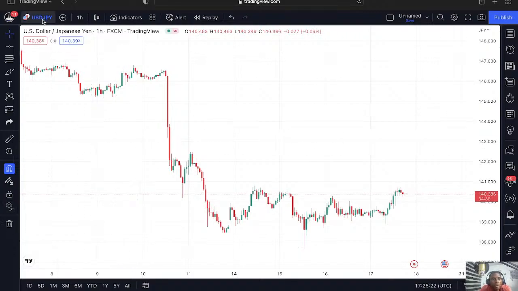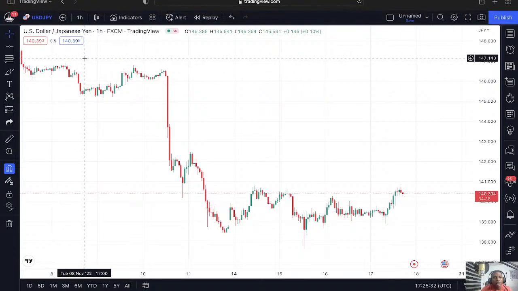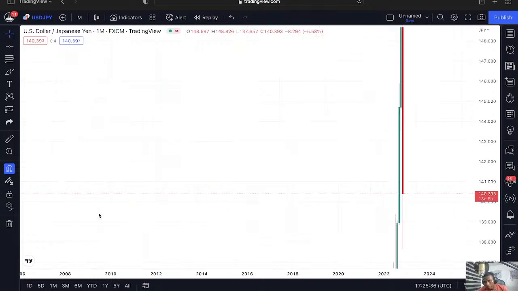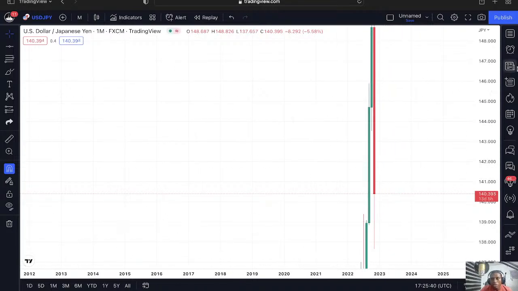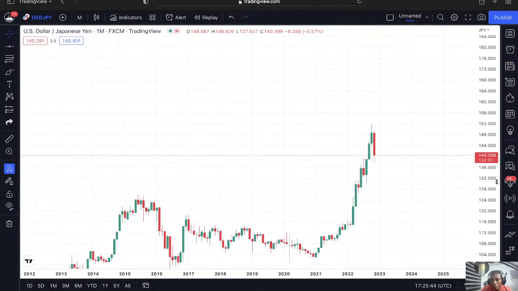So, as we look at USDJPY, I want us to pay attention to the top-down approach. We are starting with the monthly time frame.